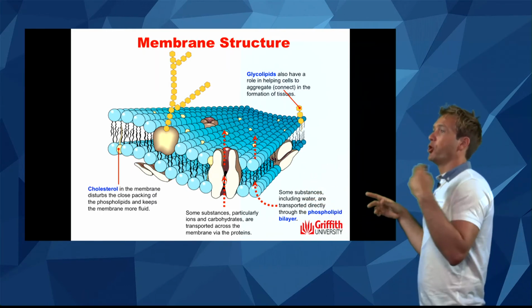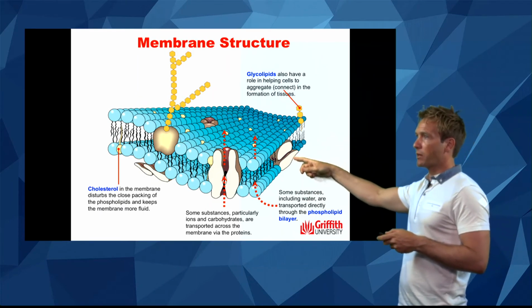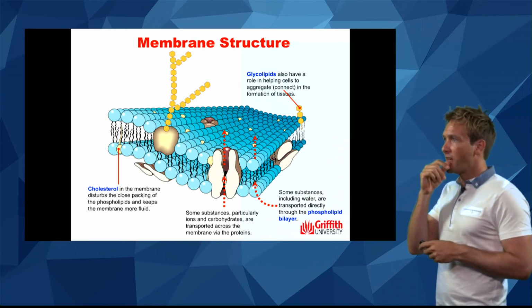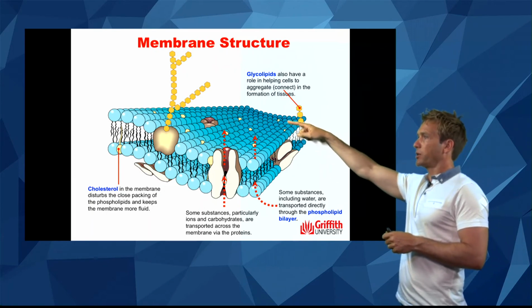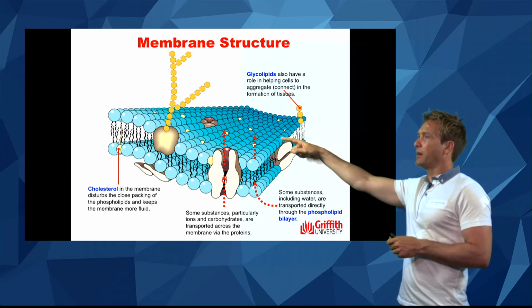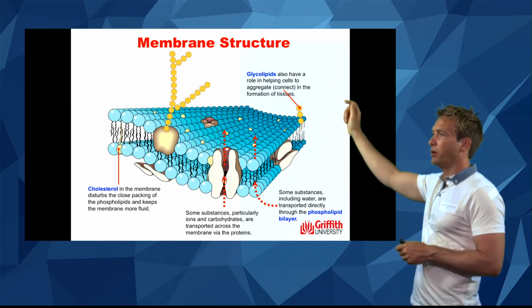Now, last but not least, is this beauty right over the other side there called cholesterol. And these we find in the membranes. Cholesterol, you see it has these kind of yellow dots. You can see these cholesterol yellow dots there. And you can see at the back end of that, cholesterol has a little tail off the back.